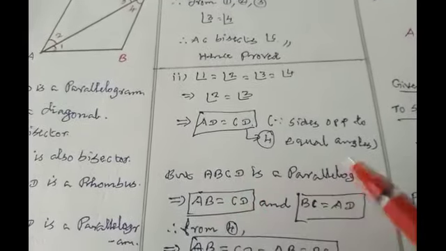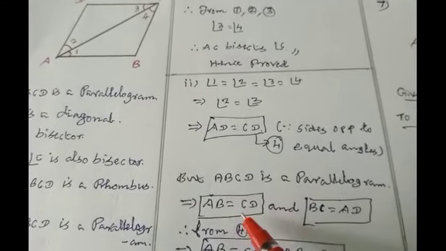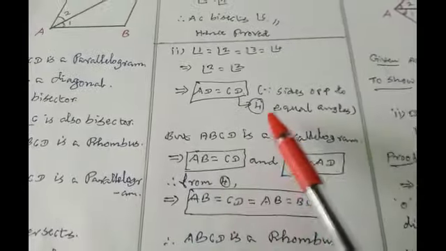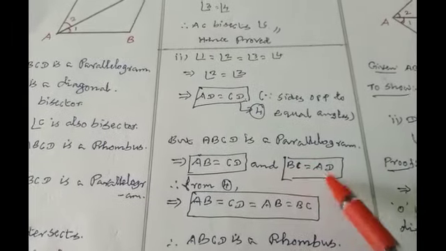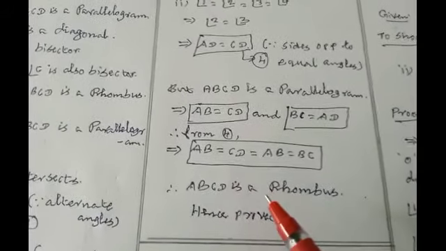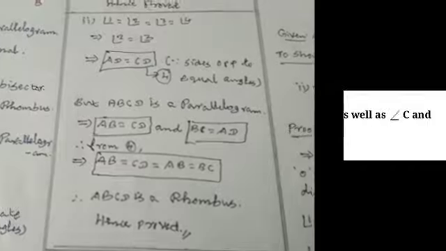But ABCD is a parallelogram. So by the property of parallelogram, we can say AB is equal to CD and BC is equal to AD. Okay. So this is from equation number 4. BC is equal to AD. Therefore, since all the four sides are equal, we can say ABCD is a rhombus and hence proved.